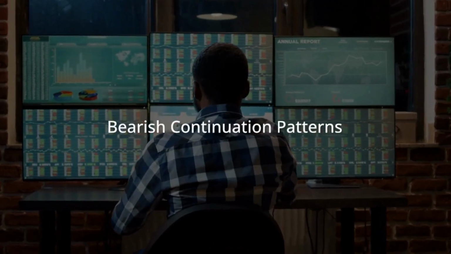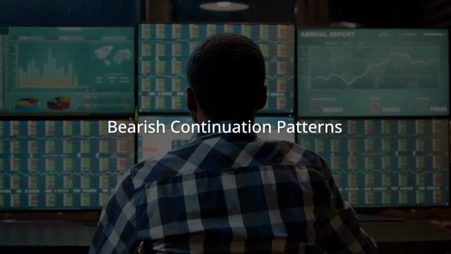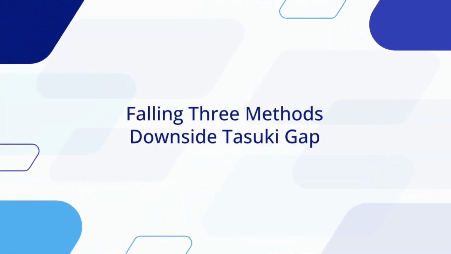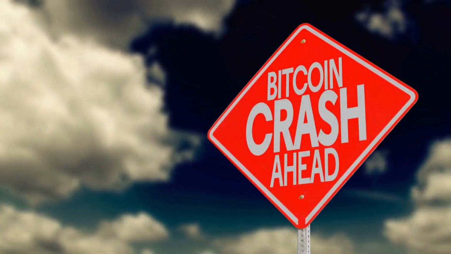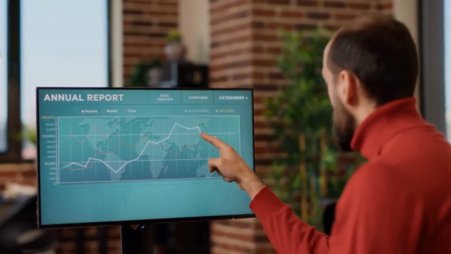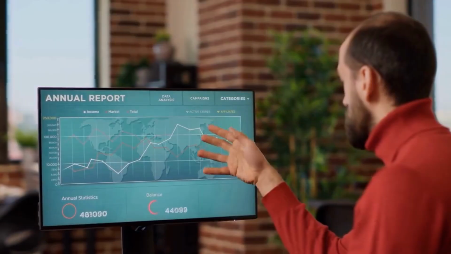Bearish continuation patterns indicate a sustained downward trend. Falling three methods and downside Tsuki gap are key patterns. Falling window and mat hold bearish are also important. Identifying these patterns can provide insights into ongoing market trends.